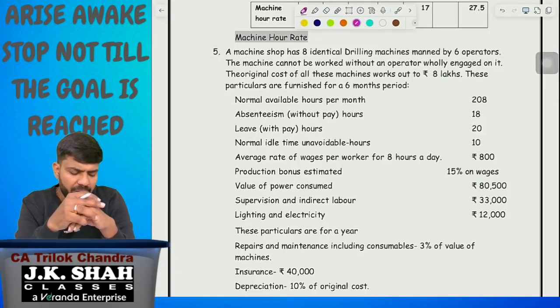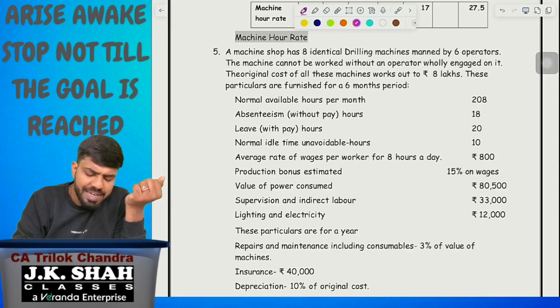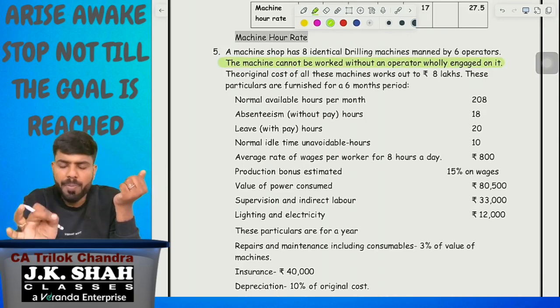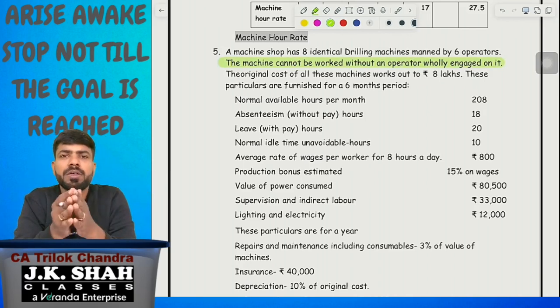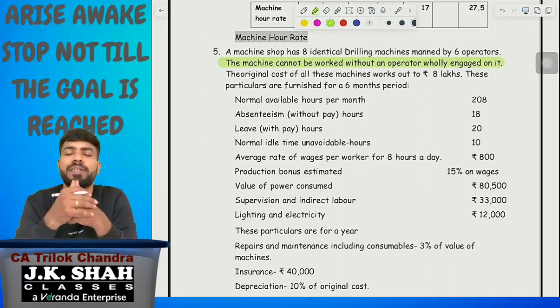Okay. Question number 5. Look at the question. A machine shop has 8 identical drilling machines manned by 6 operators. The machine cannot be worked without an operator wholly engaged on it. This point is very important in this question. What they mean to say is, a machine cannot be worked without an operator wholly engaged on it. That means the operator has to be fully engaged on the machine to make the machine operate.